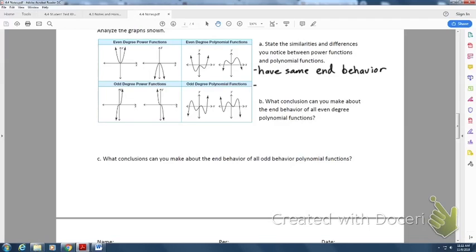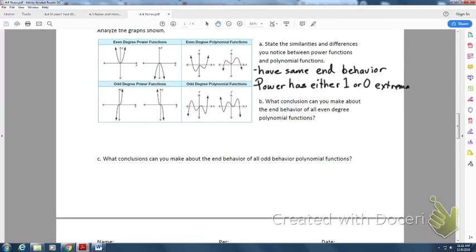Also, a power function has either 1 or 0 extrema. My even degree power functions have one extrema. My odd degree power functions, remember, those never change direction around the origin. Those are the ones that have 0 extrema.